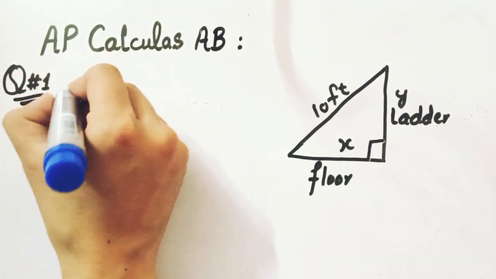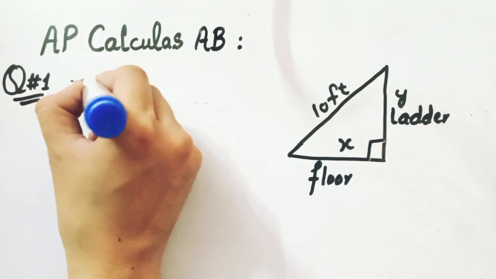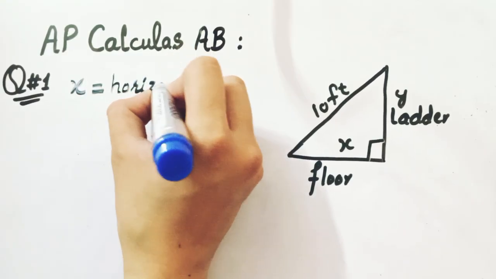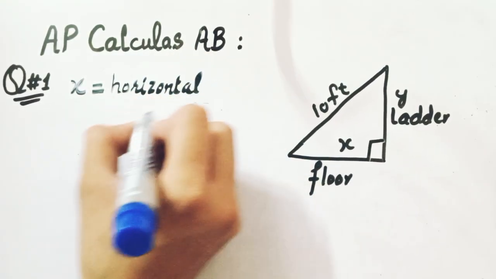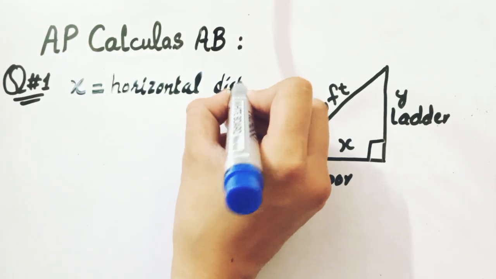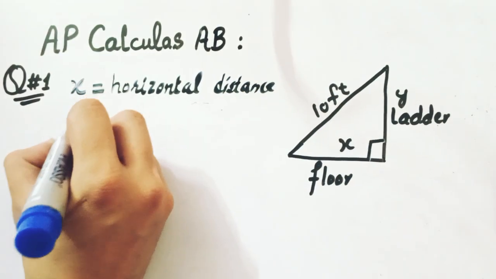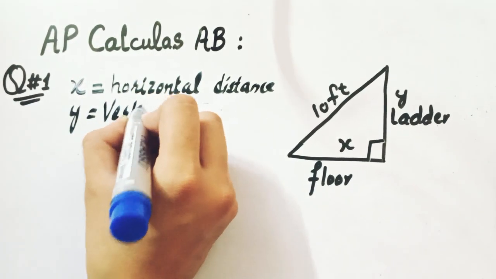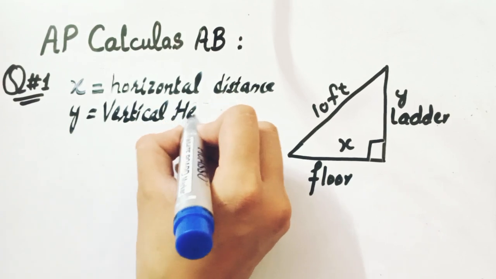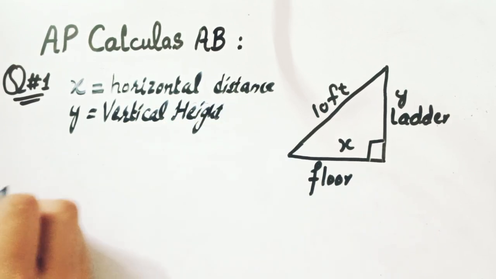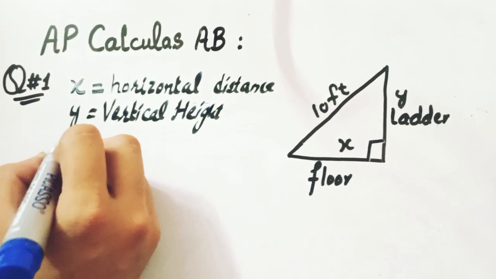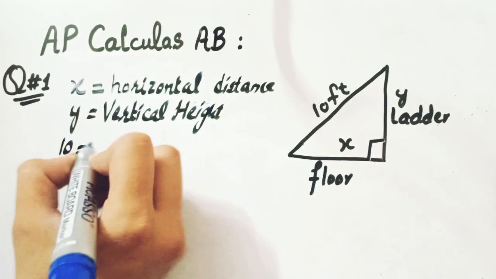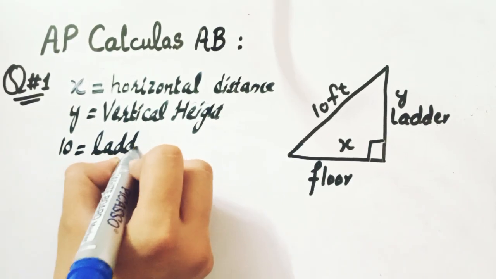Now we will write: x equals the horizontal distance, and y equals the vertical height, and the length of the ladder, the diagonal, is 10 feet. So 10 equals the ladder length.